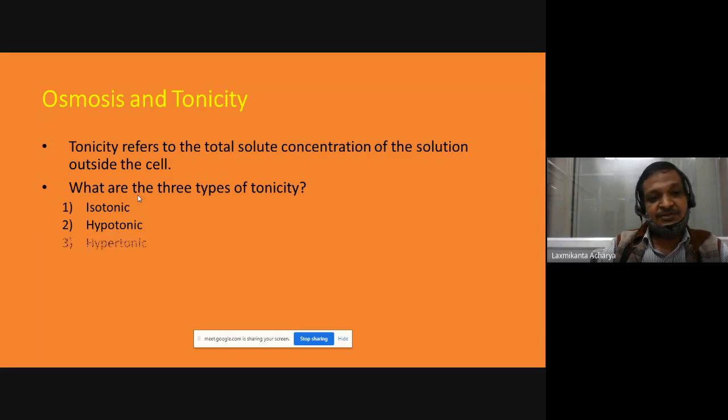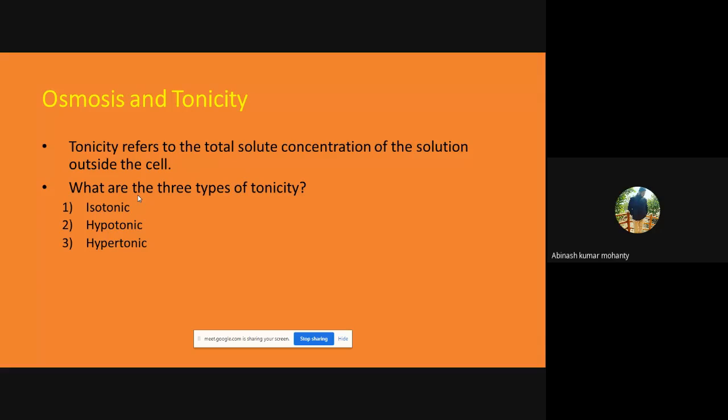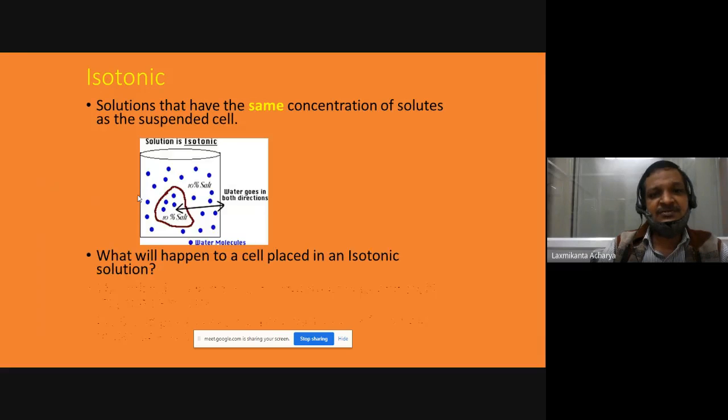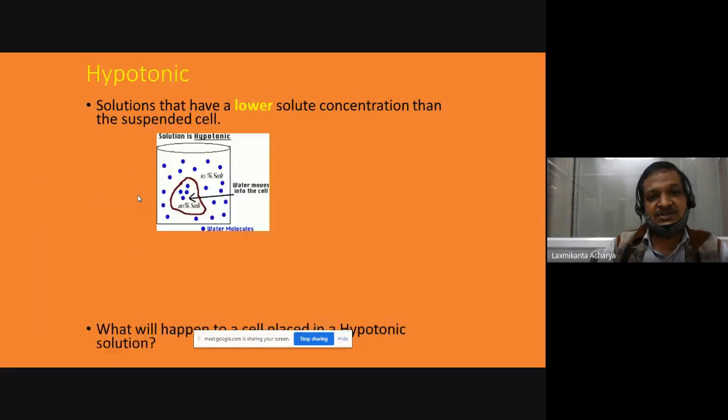But if you keep one cell in hypotonic solution, what will happen? Bursting of the cell. Okay, why? Because the water molecules will enter inside the cell. Okay. So we have discussed regarding this tonicity.